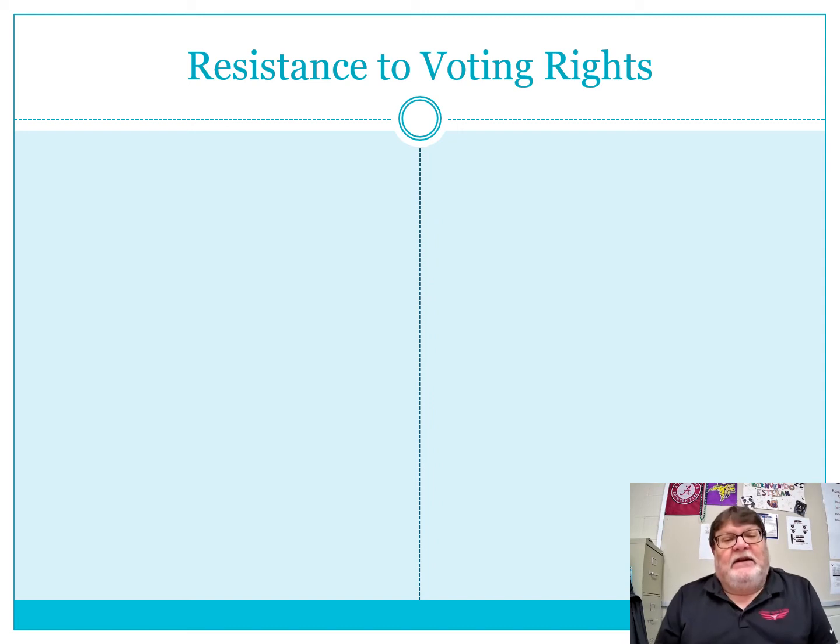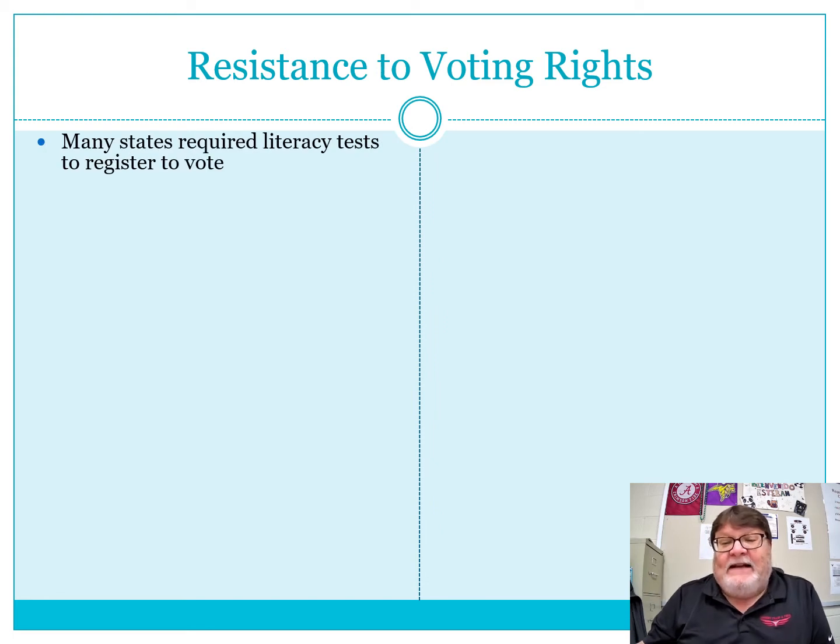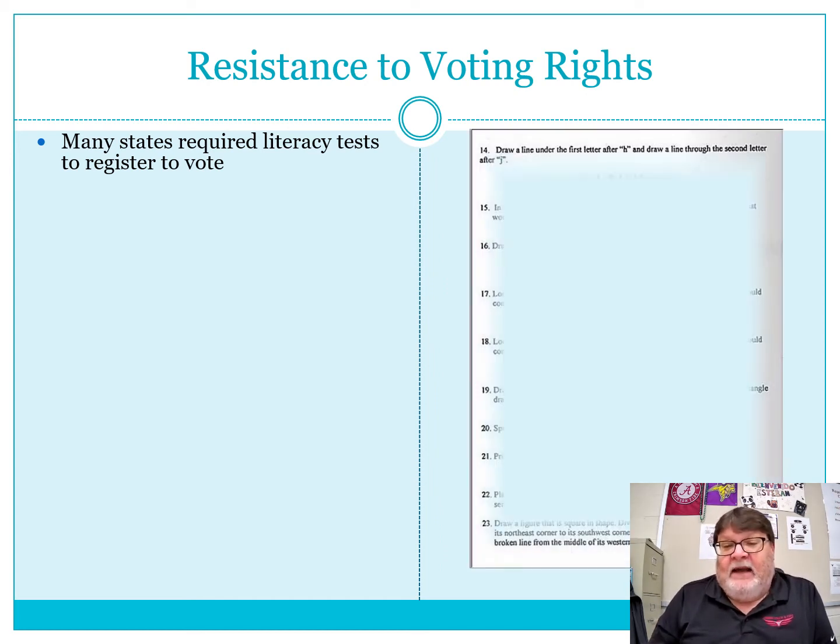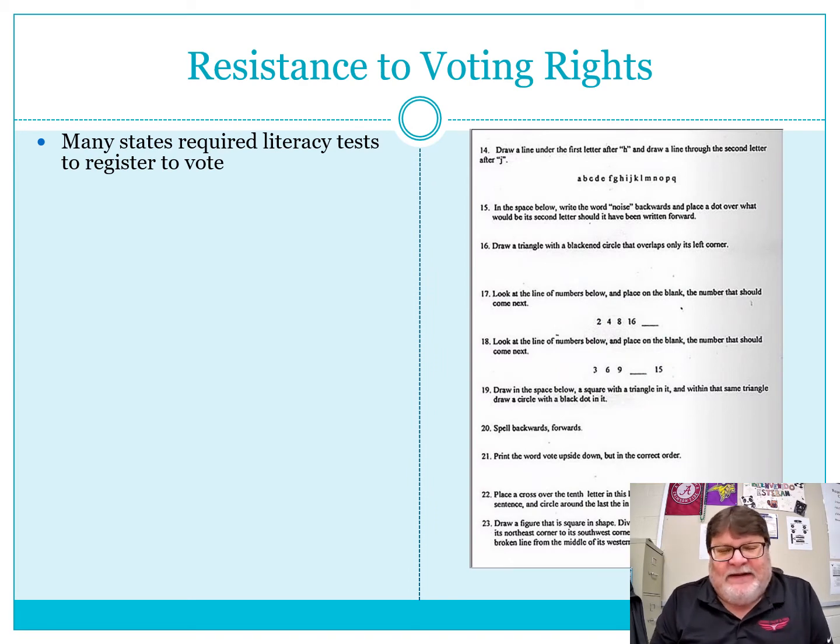Now, of course, once those things happened, there was a resistance in the South to expanding voting rights. It's even starting back in 1870 when black men got the right to vote. Many states required, and this goes all the way through into the 1960s, literacy tests to register to vote. This one is, I think, from a Louisiana literacy test. Keep in mind that they're testing people who might not be very literate, which is what I guess the test is for, and they're going to ask a bunch of questions.